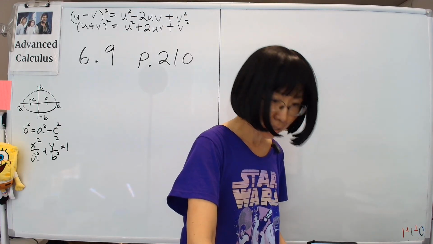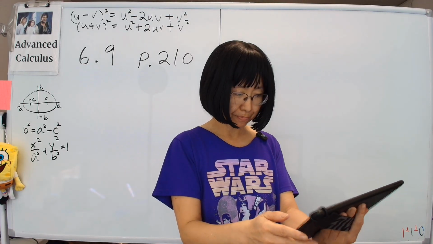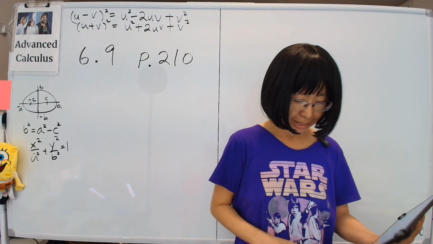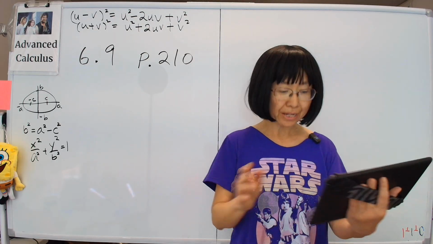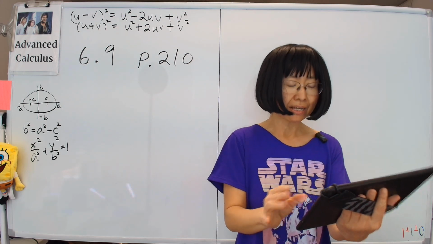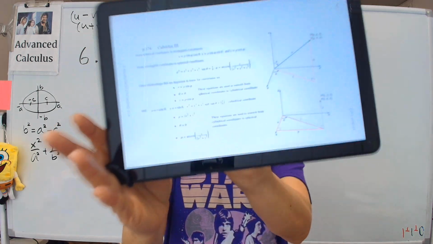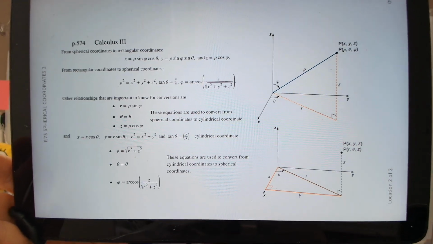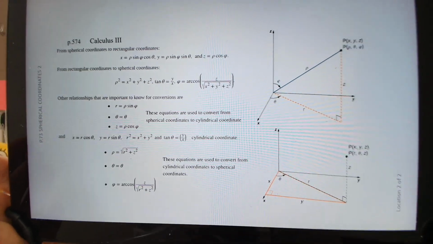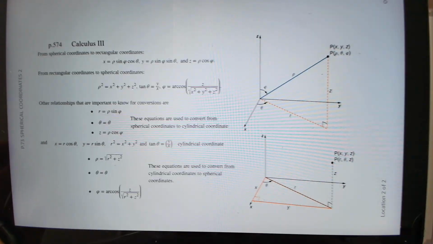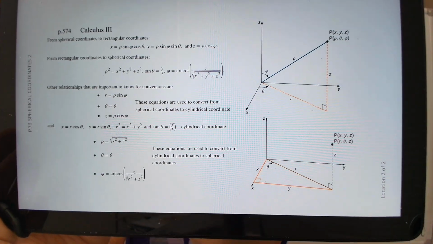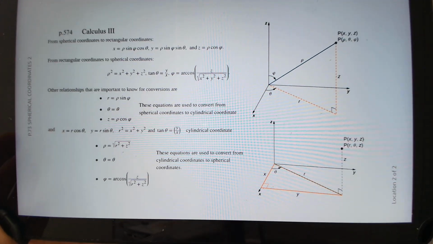So today we are going to do the other section 6.9, which is other coordinates. That's referring to the cylindrical and the spherical coordinates. Now before we get going, I want to show you what we learned from Calculus 3. On page 574, what we already know from basic calculus, how to do polar coordinates. Here is all the information, and of course you can refer to the book itself too.